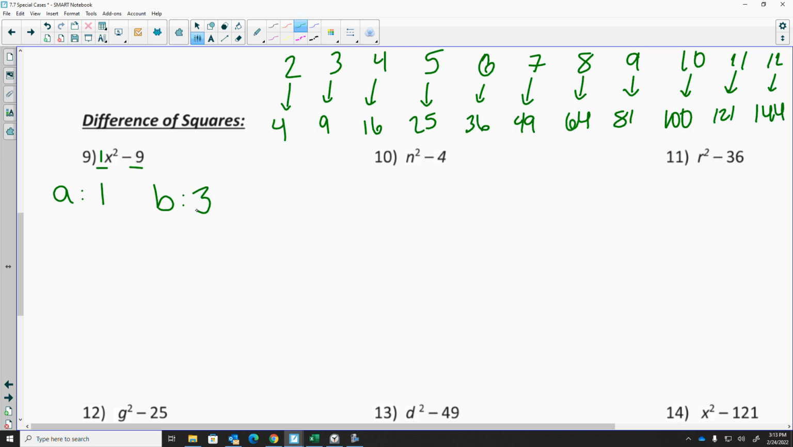Once you get A and B, here's what you do. You put it into this little equation. A plus B, A minus B.